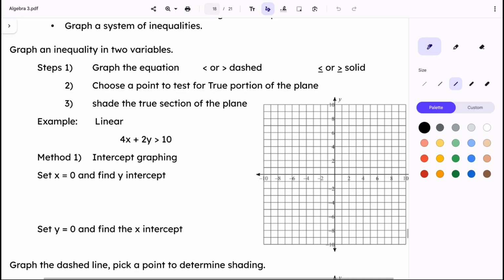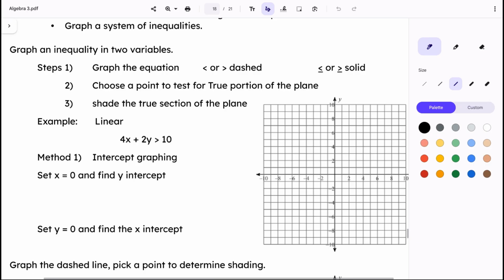Then what you do to figure out where you're going to shade is you test a point that's not on the line. So usually I try to do 0, 0 if I can. If the line goes through 0, 0, then I have to pick a different point to test. You plug it into your equation, you see if it's true or false, and that'll tell you whether you shade. If it's true, you shade the area where that point was at. If it's false, then you shade on the other side of the line.